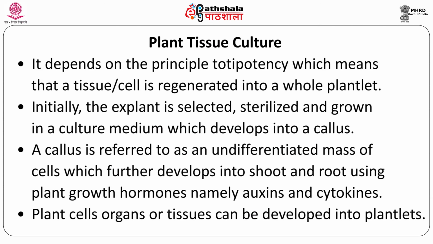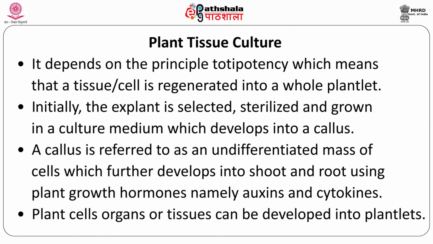Another important technique is called plant tissue culture. It depends on the principle of totipotency. What is this? A tissue cell or a plant organ is regenerated into a whole plantlet. So what do you have to do for this? Initially, you select an explant. The explant may be a leaf or a node, or it can even be an internode. It should be sterilized and grown in a proper culture medium, which develops into a callus.